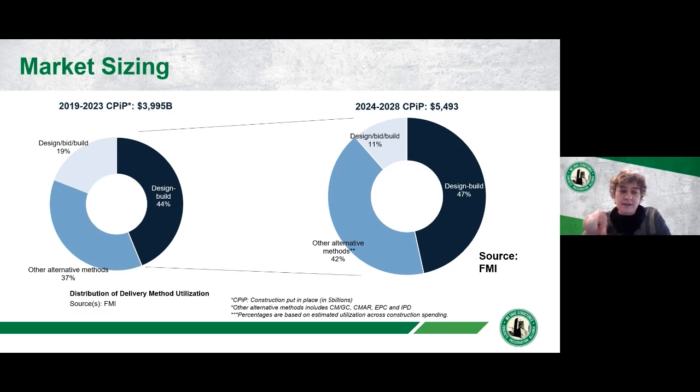You can see here that design build over the course of the last 4 years was approximately 44%, and it's growing for the next several years to be closer to 50%. When you add in alternative methods, which would include construction manager at risk, EPC, and others, you'll notice that the portion of design bid build has shrunk from 19% down to only 11%.